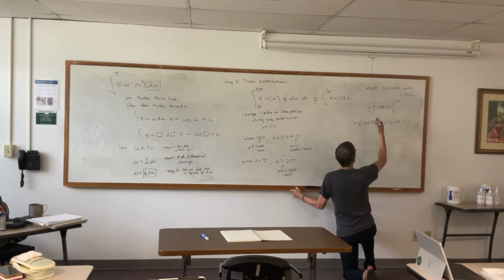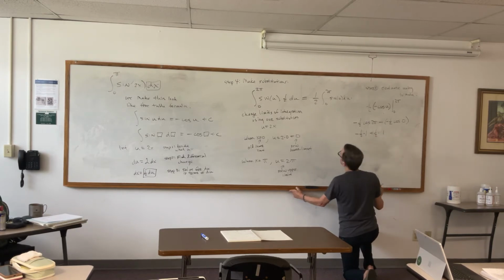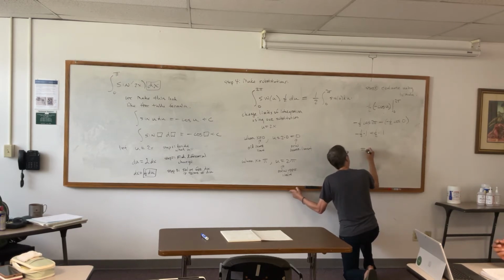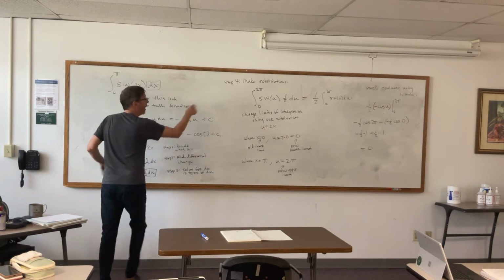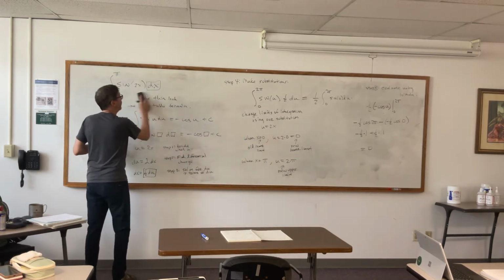And then crank it out. So cos of 2 pi is 1. That's plus 1/2. Cos of 0 is 1. And I've got a net effect of 0. So while you get caught up, I'll sketch the graph of that so you can see what happened here.